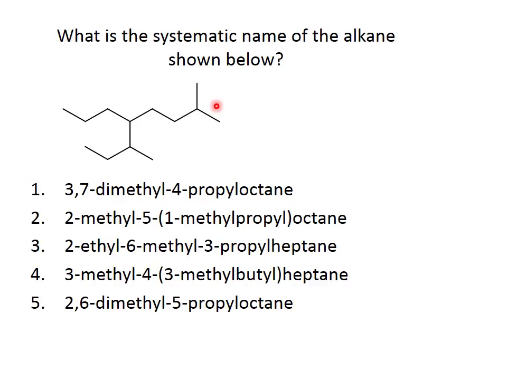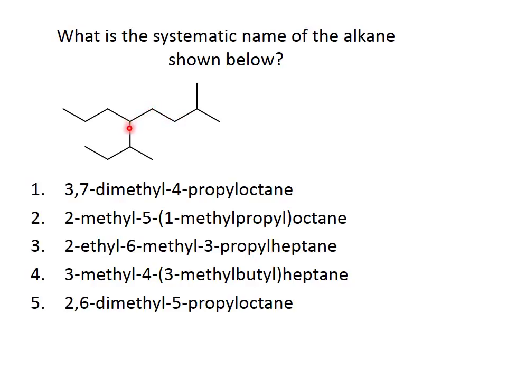Now, if I go ahead and look at the numbering, I can either choose to number from this end 1, 2, 3, 4, 5, 6, or I can choose to number from this end 1, 2, 3, 4, 5, 6, 7. If I number from this end 1, 2, 5, 6, it's a lower set of numbers. So I'm going to do that. So this would be 2, 6 dimethyl, and then this is the number 5 carbon, so that's 5 propyl.